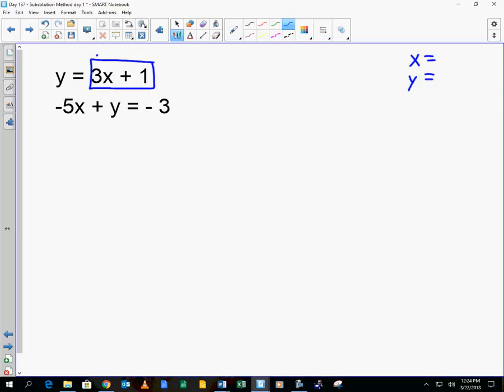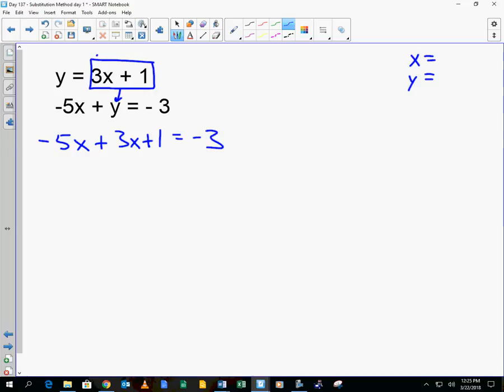Is this what x is or is this what y is? It's what y is. Here, this says that y is this. So I can put it in for the y. See that? See that now? So now I have negative 5x plus, instead of y, what do I write? 3x plus 1, that's equal to negative 3.